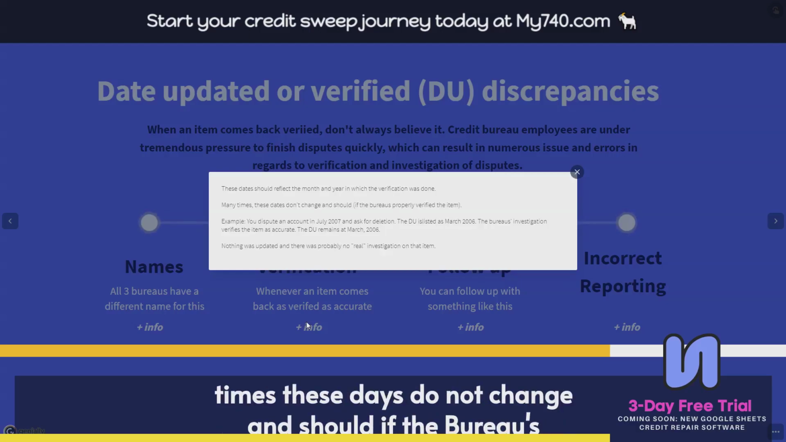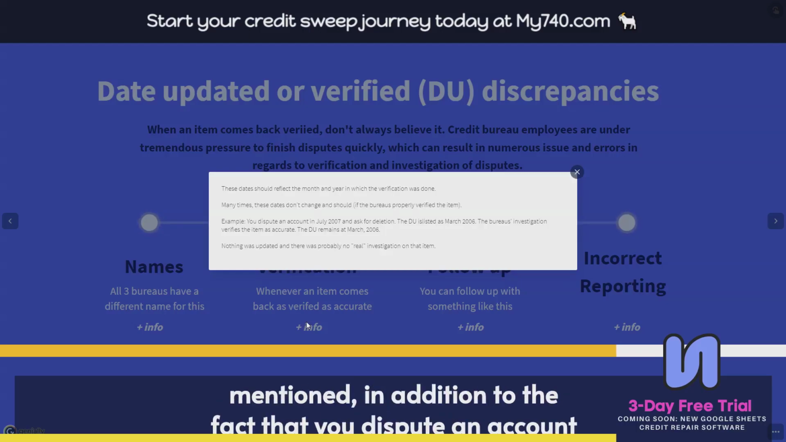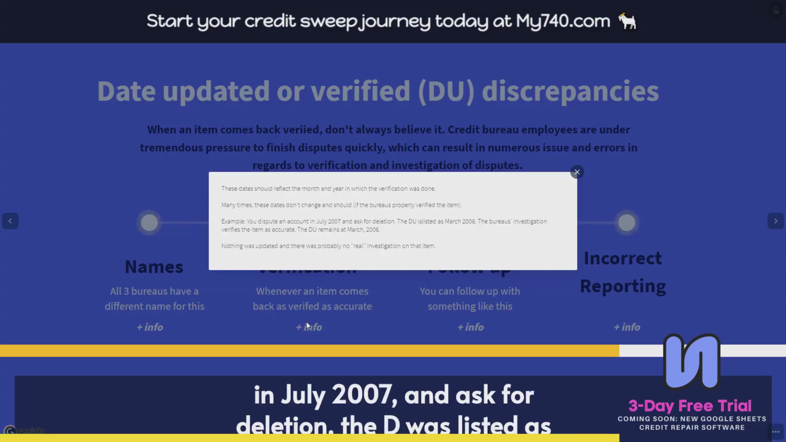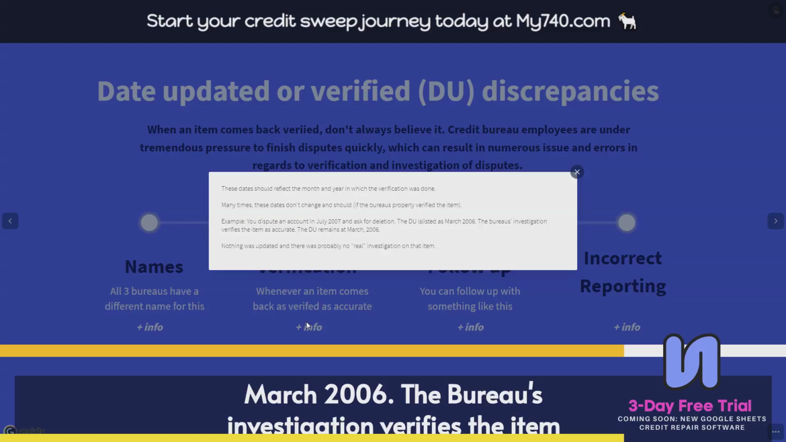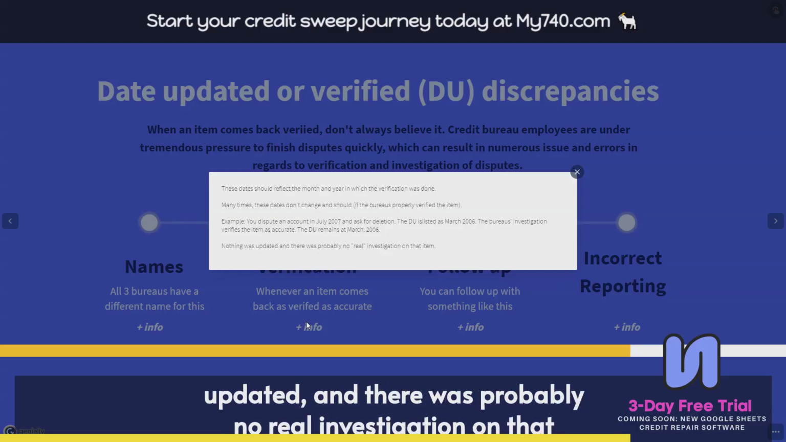All right. So many times these dates do not change and should if the bureaus properly verify the item, right? So here's an example. Just as I mentioned, in addition to the fact that you dispute an account in July 2007 and ask for a deletion. The DU is listed as March 2006. The Bureau's investigation verifies the item is accurate. The DU remains March 2006. Hello, nothing was updated and there was probably no real investigation on that item.